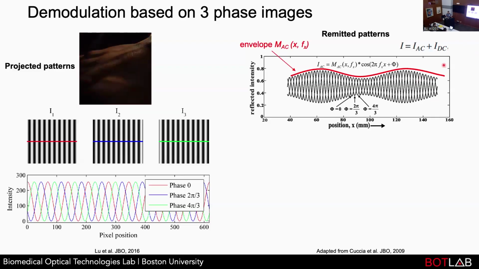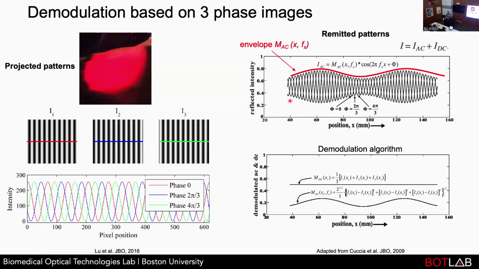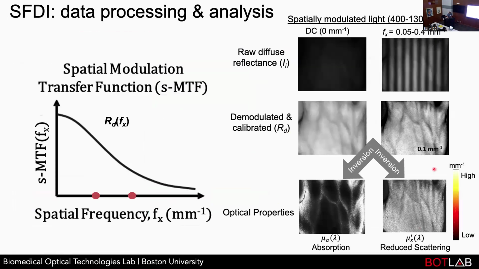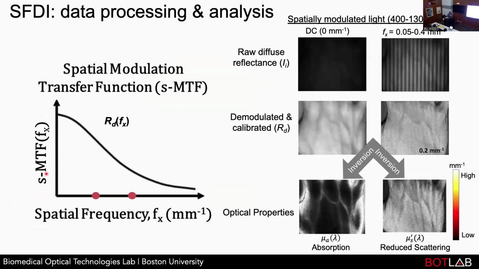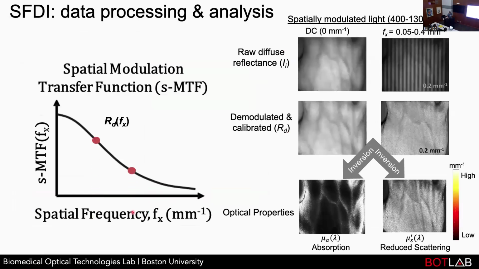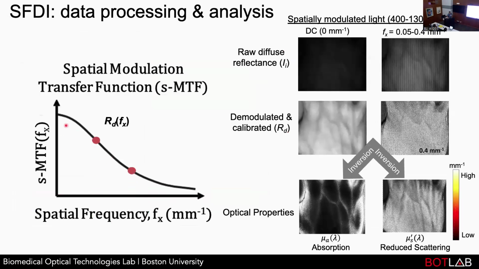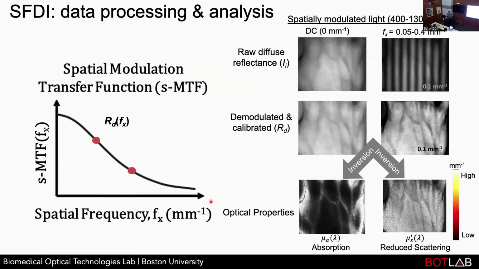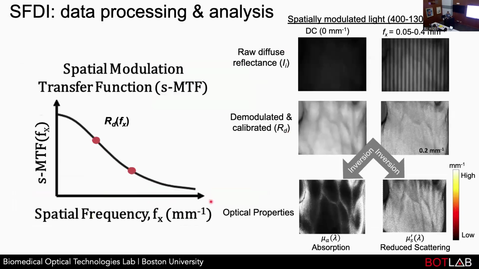And you can use the demodulation algorithm, just shown here, to get that envelope, the information imprinted onto the carrier wave by the tissue. And it's that information that encodes absorption and scattering. So, I showed you this before. We had the spatial modulation transfer function. We measure at a low and a high spatial frequency. We get diffuse reflectance. We can get the shape of this modulation transfer function, which is going to be dependent on the optical properties of the tissue.